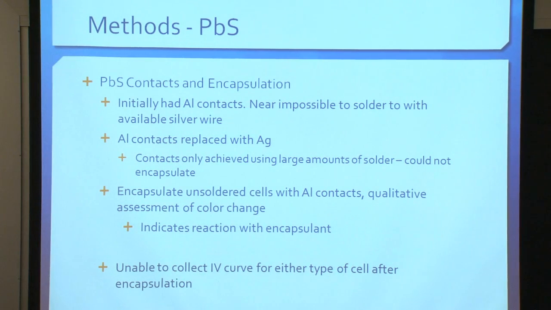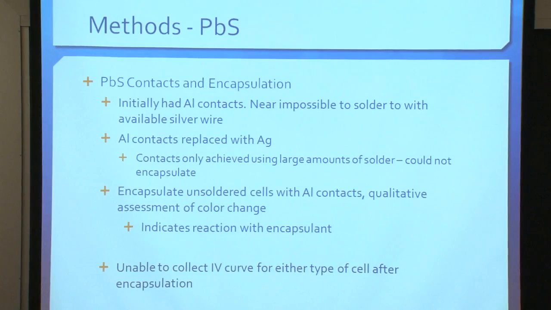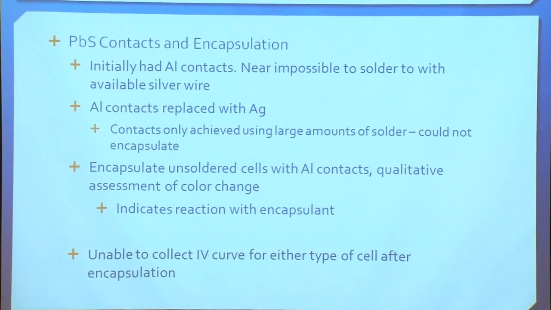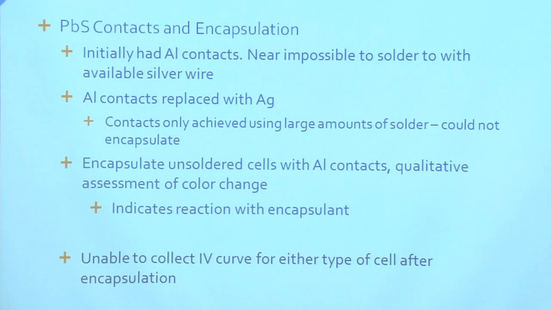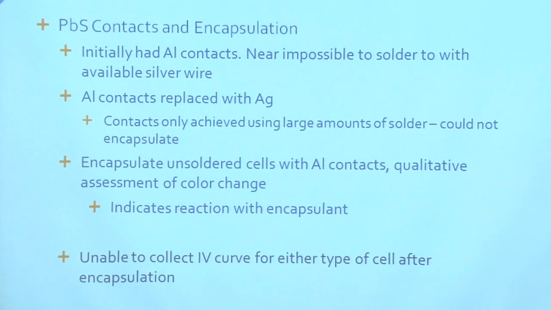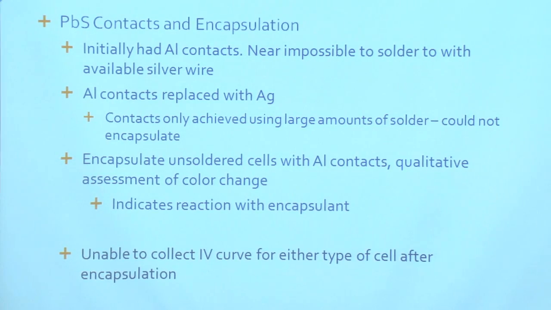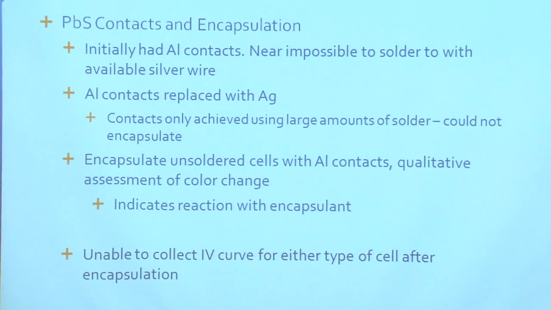What we decided to do then was encapsulate unsoldered cells with aluminum contacts and do a qualitative assessment of the color change, which would indicate a reaction with the encapsulant or with the water or oxygen. So basically, unfortunately, despite our initial plan, we were unable to collect IV curves for either type of cell after encapsulation.